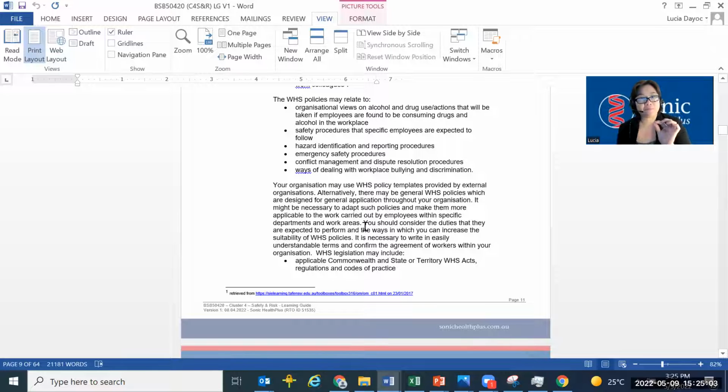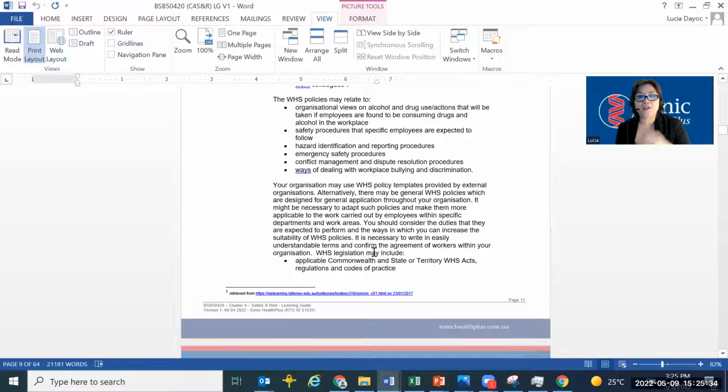So again, being very specific, you should consider the duties that they are expected to perform and the ways in which you can increase the suitability of work health and safety policies. It is actually an expectation that each business should customize the work health and safety application, and how we follow the law, based on the different factors and elements in a particular work area.